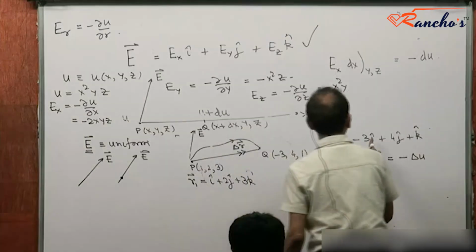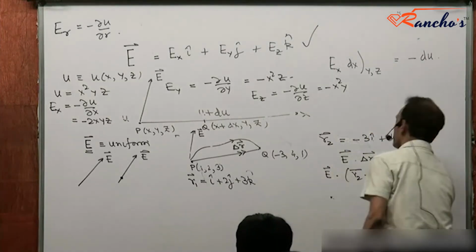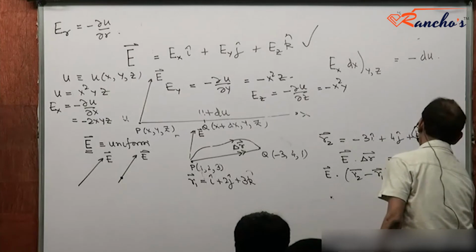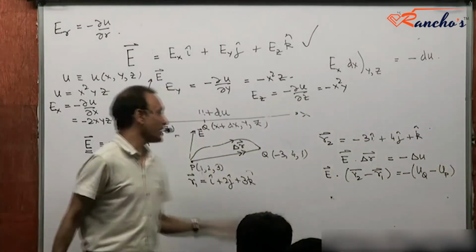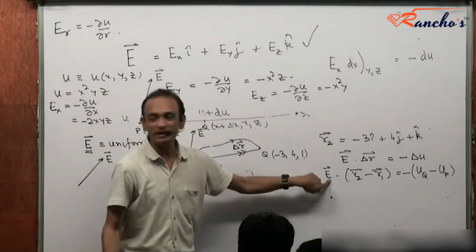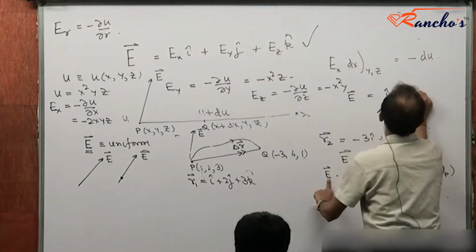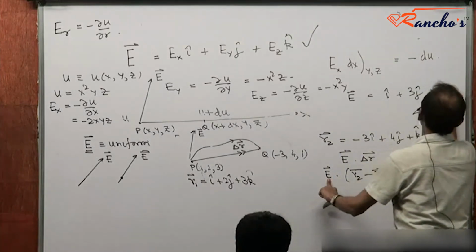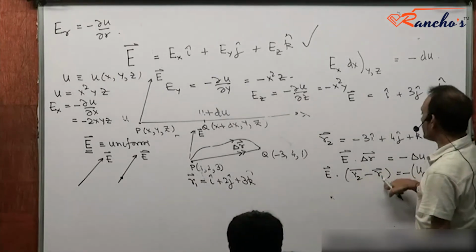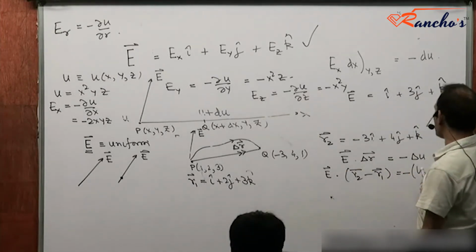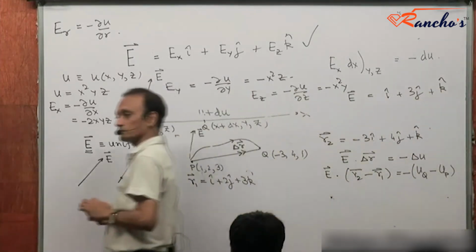Delta R, what is delta R? R2 minus R1. That will be negative of potential, change in potential, potential at Q minus potential at P. So R2 minus R1 you can compute. If somebody gave you E, say for example, E could have been a constant field I cap plus 3J cap plus 5K cap. You can plug in the value of E, find R2 minus R1, take the dot product, that will be negative of the potential difference between Q and P, final point minus initial point.